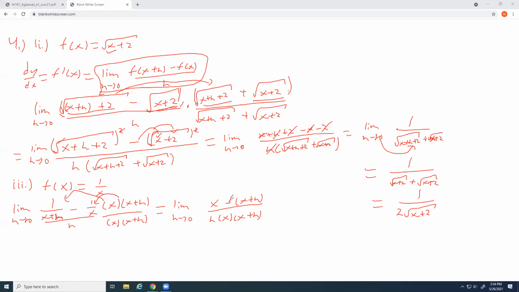So now from here, we can distribute this negative in, and we'll see that our x's cancel because we have x minus x. So we'll just be left with the limit as h approaches 0 of minus h divided by h times x.